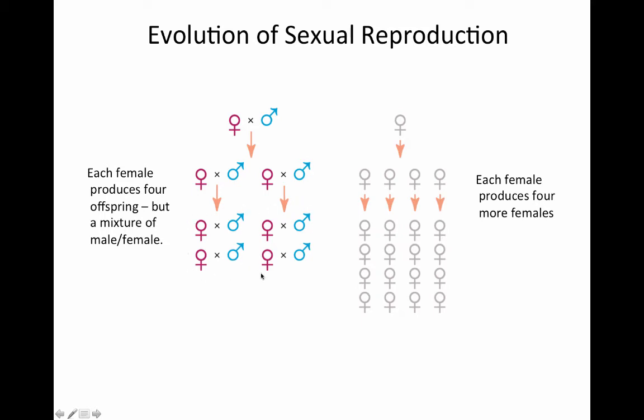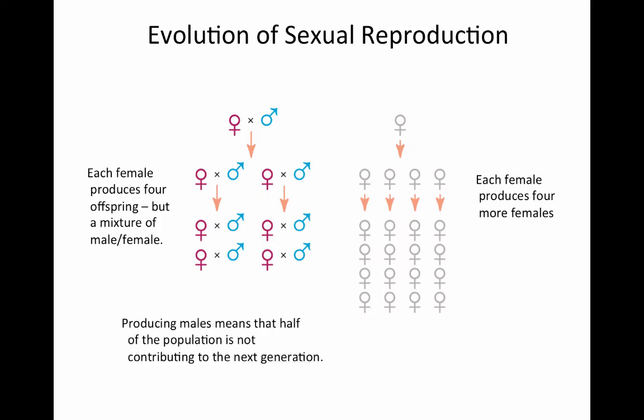The four offspring produced by this female, again, are going to be a mixture of males and females. This male is going to go off and mate with another female. This female had to find a male to mate with. And so what we see is that in just two generations, the asexually reproducing female produces twice as many grandchildren as the sexually reproducing female was able to produce.